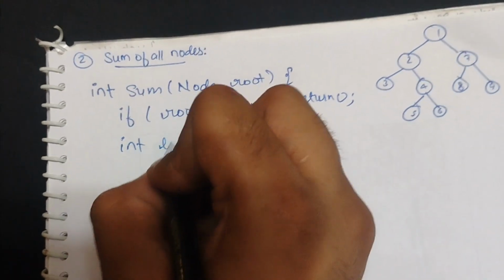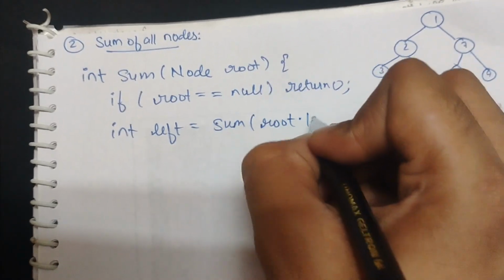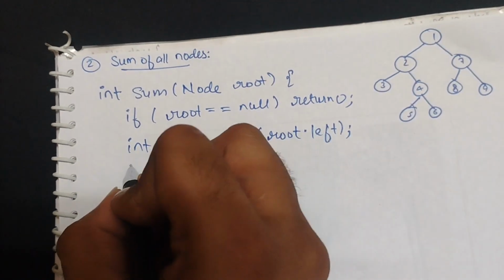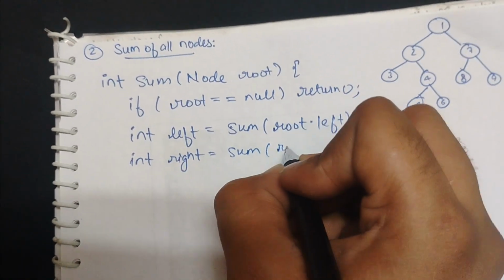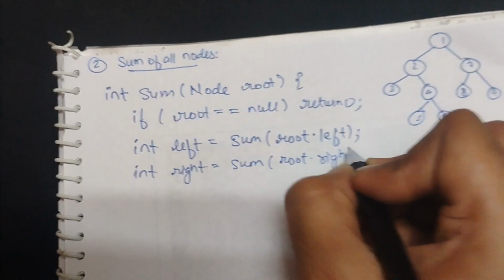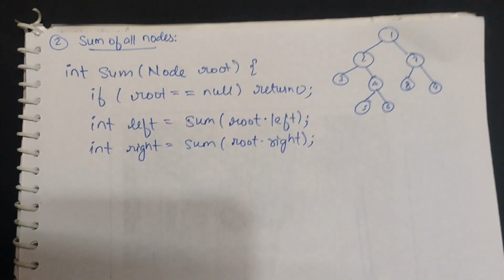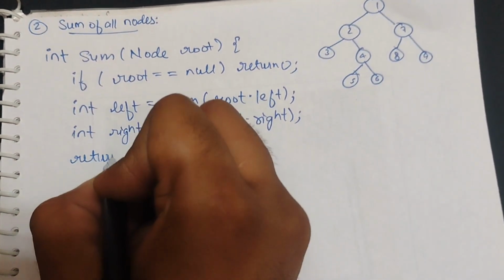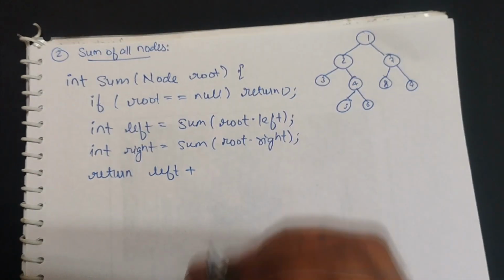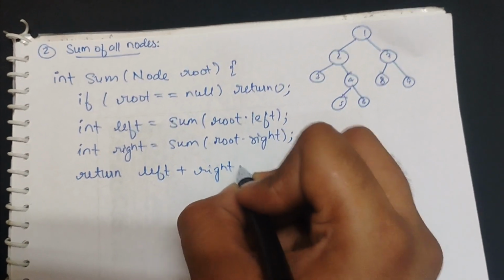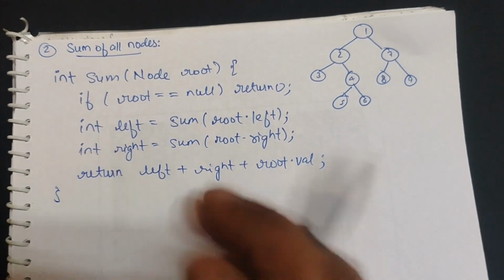Again, it will calculate the sum of the nodes to its left, so sum root dot left. Okay, calculating the sum to its right, sum root dot right. Now I'll return the same as the previous code I wrote for counting nodes: sum of all the left nodes, sum of all the right nodes, plus the value of the current node, that is root dot val. So this will give the answer.